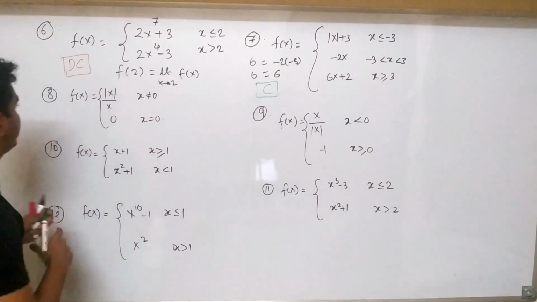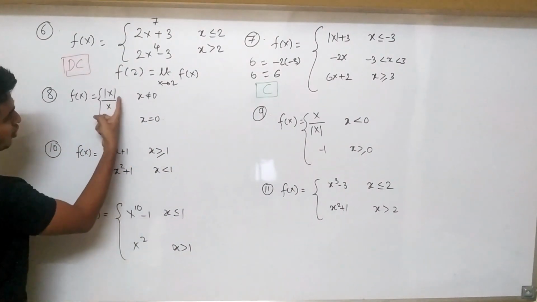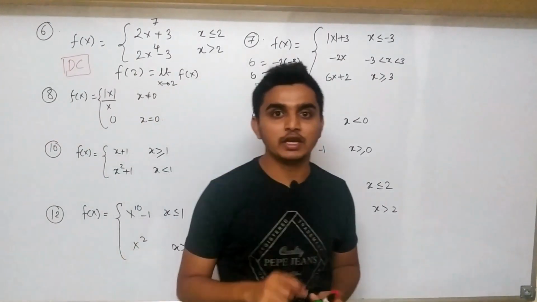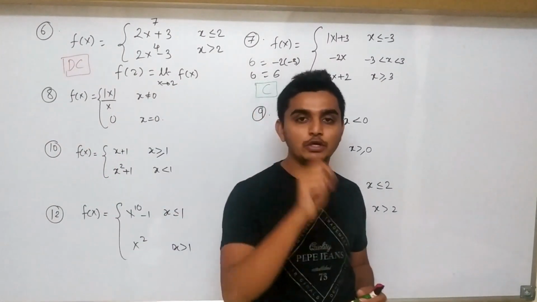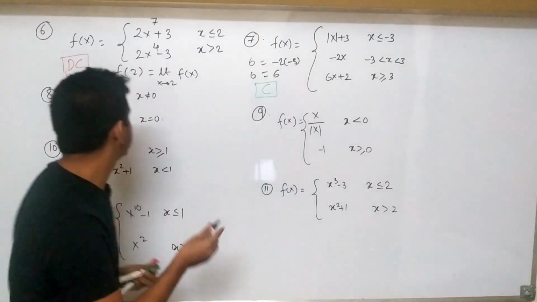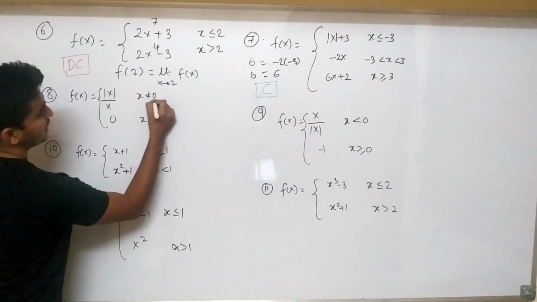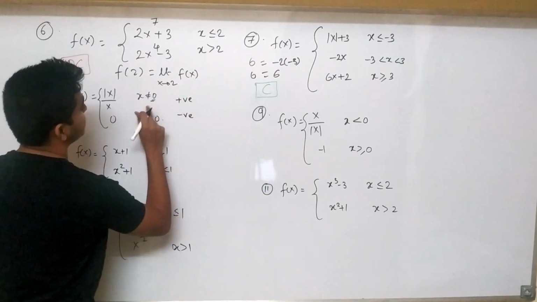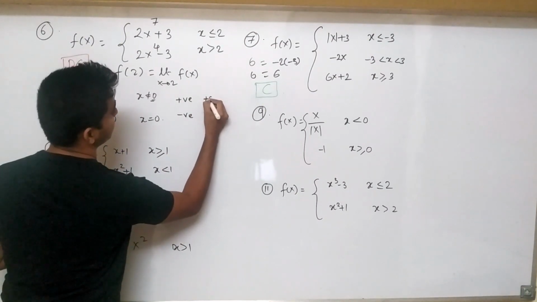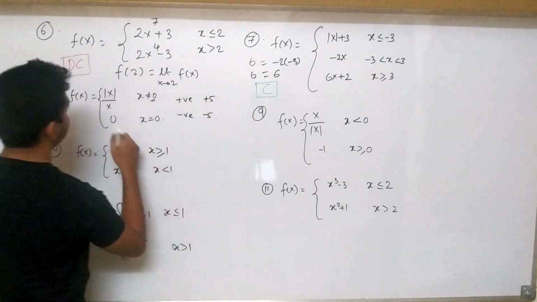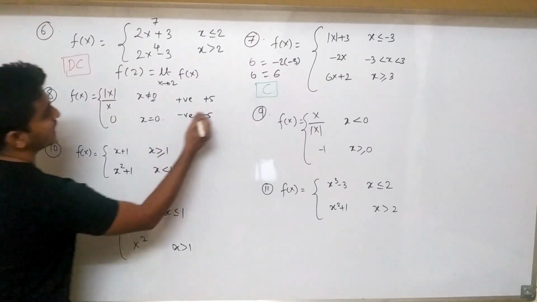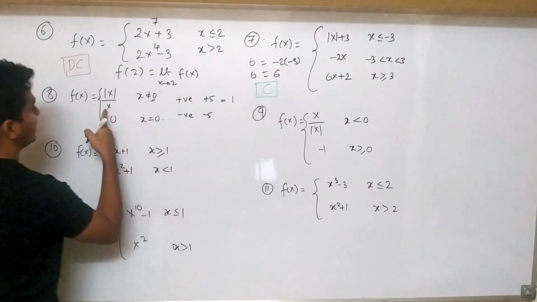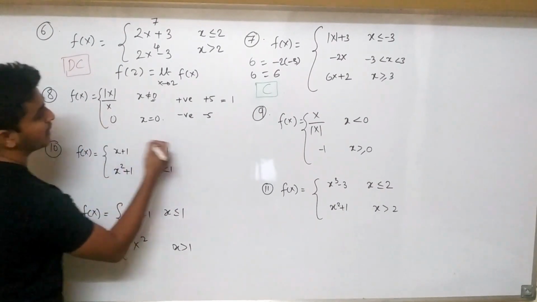Now we'll look at the eighth problem, which is mod of x upon x. For any value of x, if you take it when it is not equal to 0, there will be two conditions. What are those two conditions? Let's say that these values are either positive or negative. Let's say the positive value is plus 5 and the negative value is minus 5. If you plug in plus 5, you will get x upon x, which is plus 5 upon plus 5, it will be 1. But in case of the negative value, it will become minus 1.